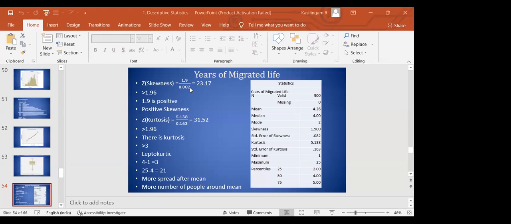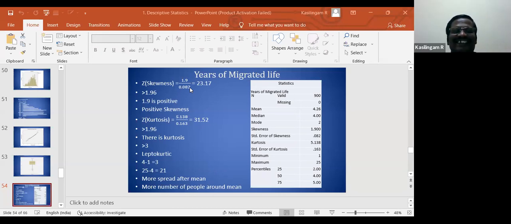Yes or no, madam? Okay, no skewness, right? Now, what is the rule? Based on Z value, I'm telling again and again, based on Z value. When the Z value is greater than 1.96, we should reject the null hypothesis.